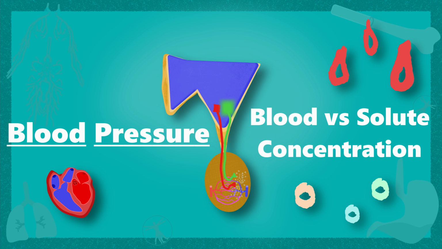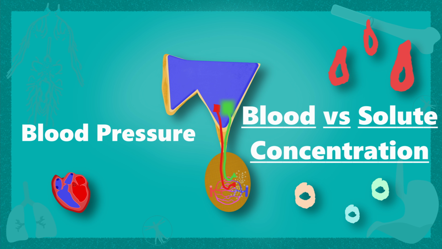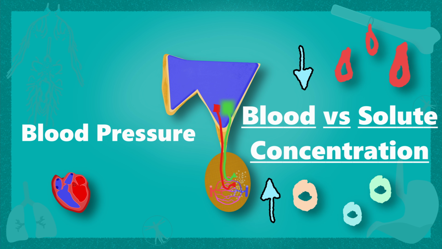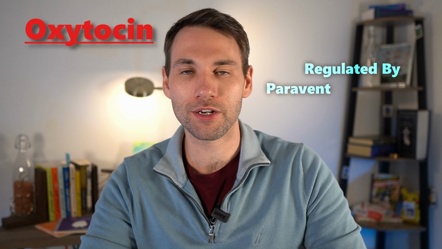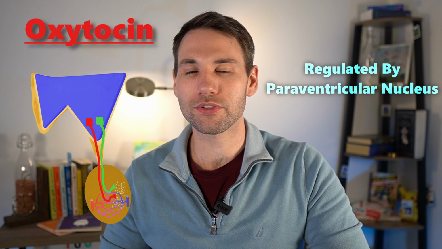When blood pressure is low, which corresponds to low blood volume, the supraoptic nerve is stimulated. When solute concentration in the blood is high, which also corresponds to low blood volume, the supraoptic nerve is stimulated. This stimulation sends a signal to the reservoirs in the neurohypophysis, where ADH is then released. The second hormone is oxytocin, which is produced and regulated by the paraventricular nucleus.